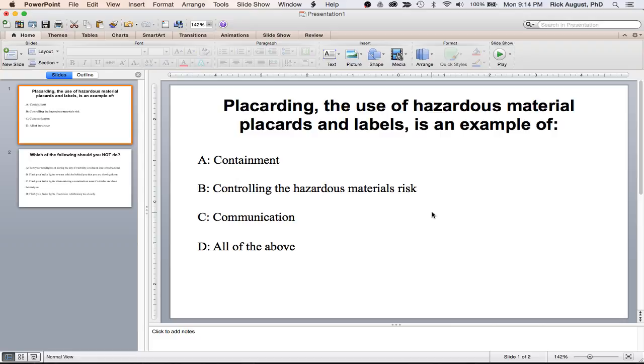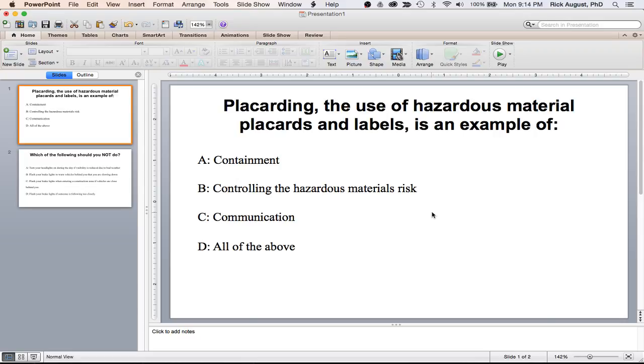And the first thing that you do when you're answering a multiple choice question is read all of the choices. Make sure you read all of the choices. So choice A is containment, B is controlling the hazardous material risk, C is communication, and D is all of the above. So we look at the first answer.